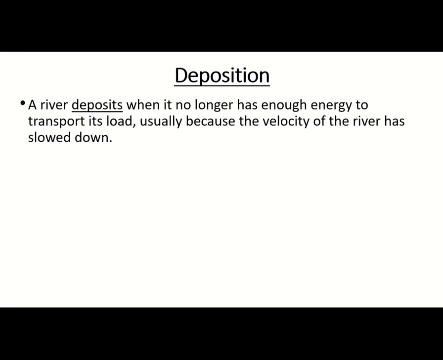So deposition in rivers. Now this is again something where there are differences, because the reasons why energy is lost in the river are different to the reasons why energy is lost at coasts. So a river will deposit when it's got less energy or not enough energy to carry or transport the load it's carrying, and that's normally because the river has less velocity or it's slowed down. Slower rivers have less energy.